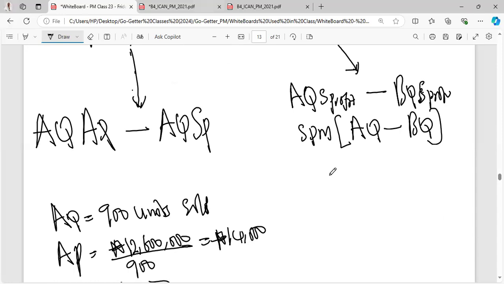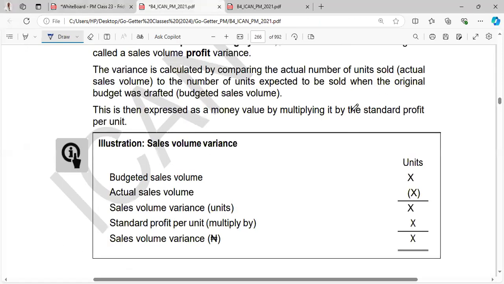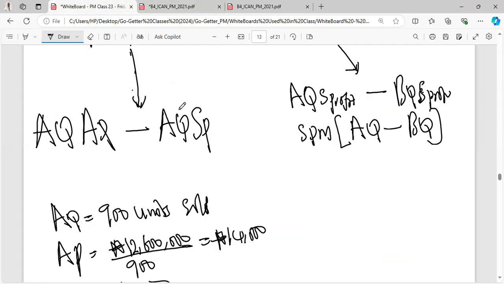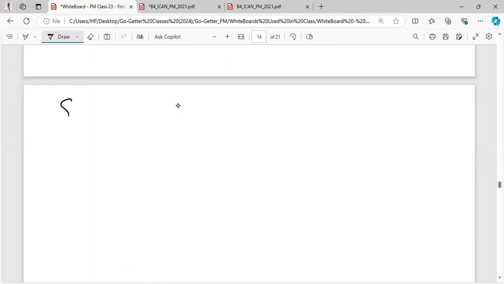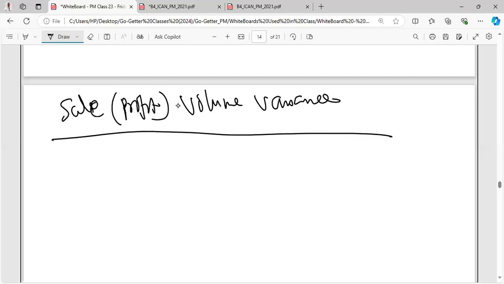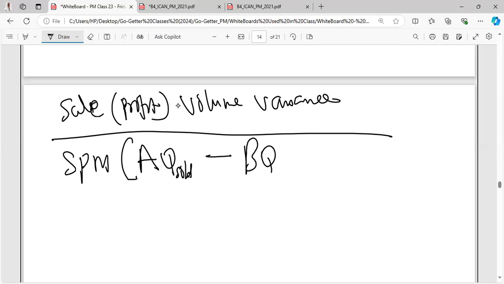So now let's see this example here. 1,000 units is the budgeted volume. So let's look at this example here. Sales profit volume variance. We will say standard profit margin, actual quantity sold minus budgeted quantity sold.